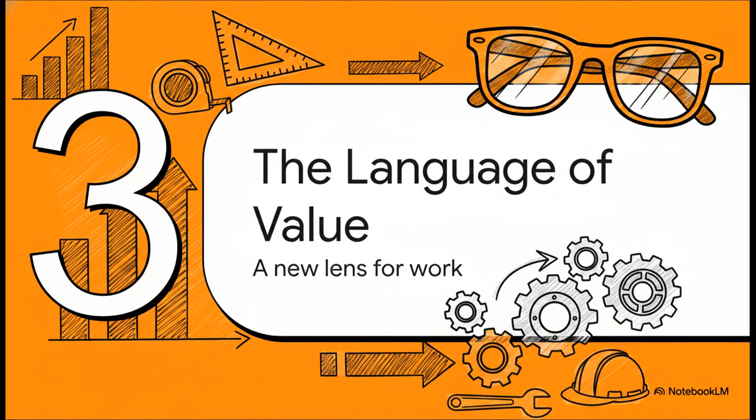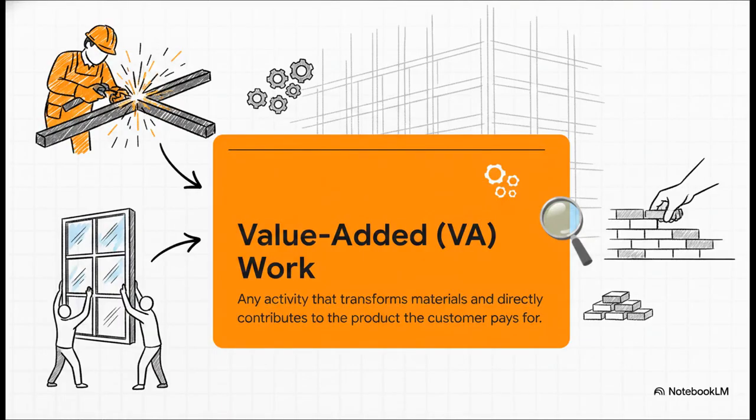Now, to use a tool like this, we first need to be speaking the same language. We need a new lens, a new way to see every single activity that happens on site. And that lens is what we call the language of value, which comes straight from the world of lean construction. Okay, first up, and this is the most important one, value-added work. This is the good stuff, the reason we're all here. It's any activity that physically changes the material and directly builds the thing the customer is paying for. We're talking about welding a beam, installing a window, laying bricks. You get the idea. This is the work that creates direct, tangible value.